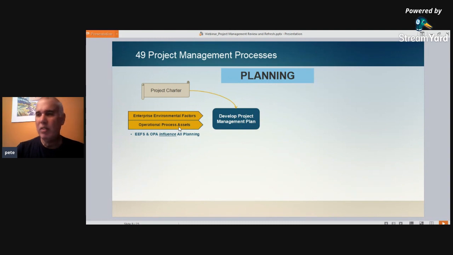Operational process assets. They're assets. They are things that are at your disposal that'll make your job easier because somebody has previously put them there. They may be templates, right? They may be schedule templates, so you don't have to reinvent the wheel. It might be training and software as operational process assets. All of these become influences to how you manage your project, and that's what your project management plan is. It defines how you're going to manage a project.